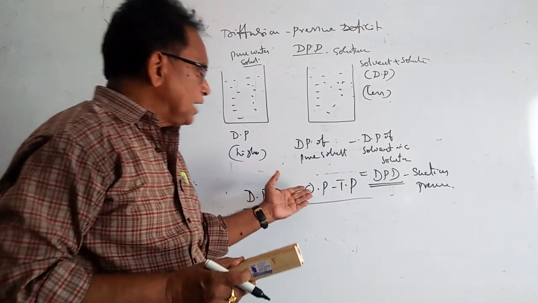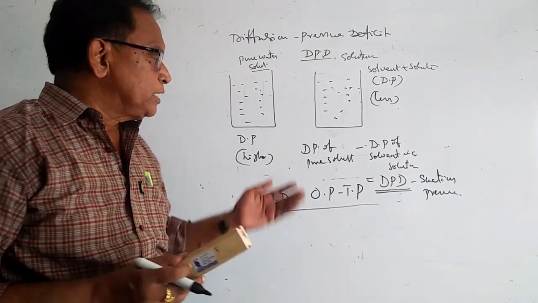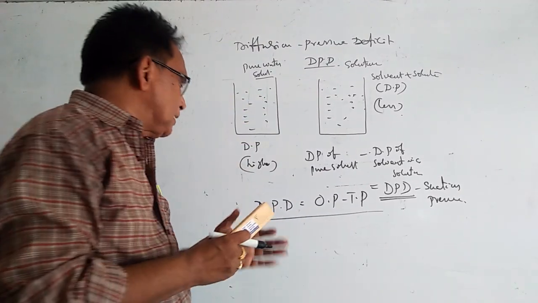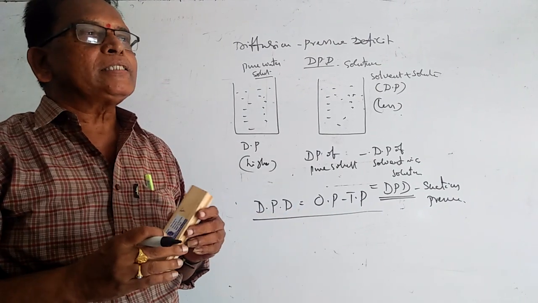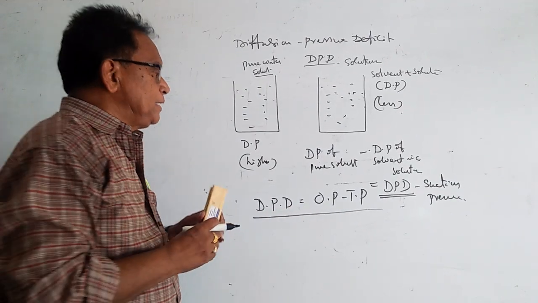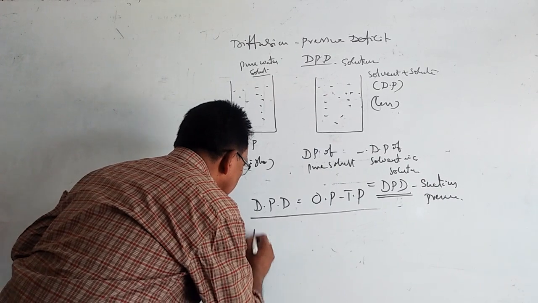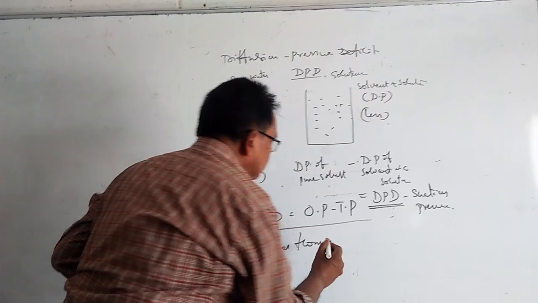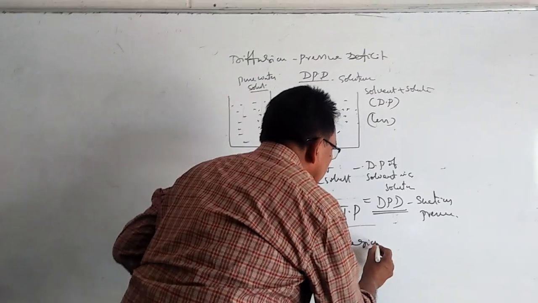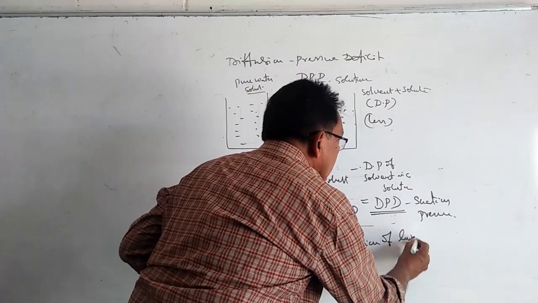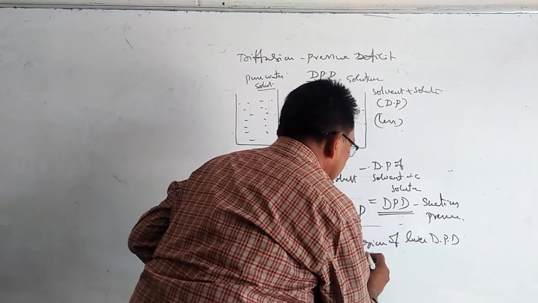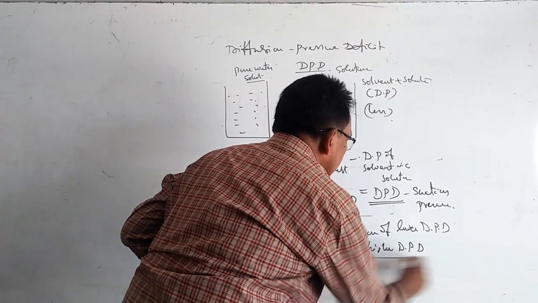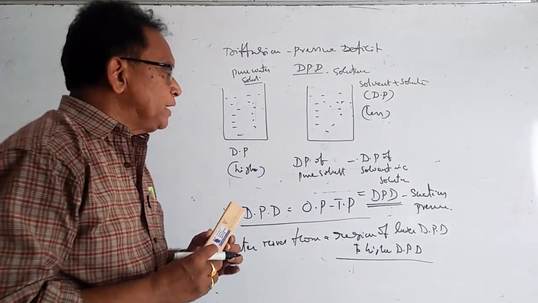If we know the osmotic pressure of the cell and also the Turgor pressure of the cell, the difference between these two will give us the value known as the DPD. And always, water moves from a region of lower DPD to higher DPD. This is another concept you have to bear in mind.